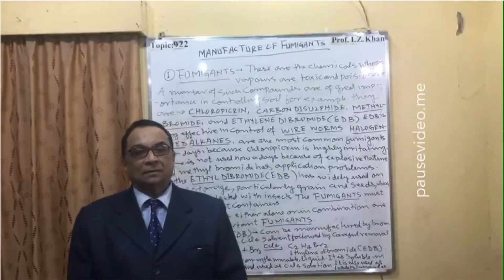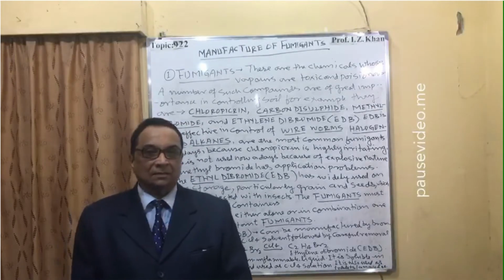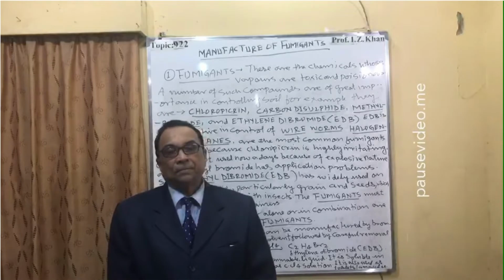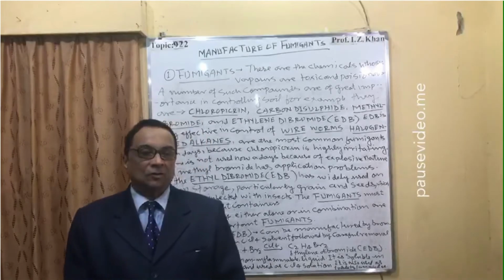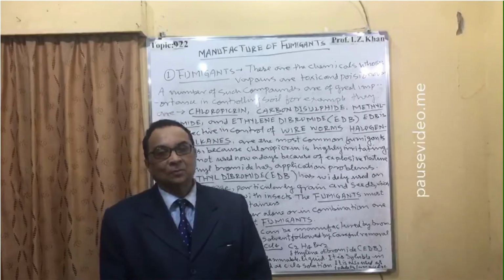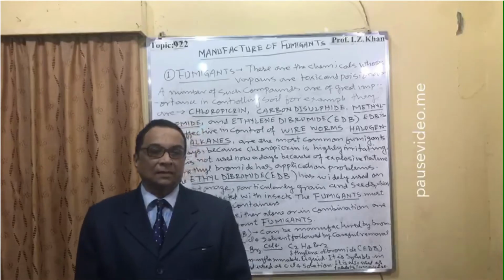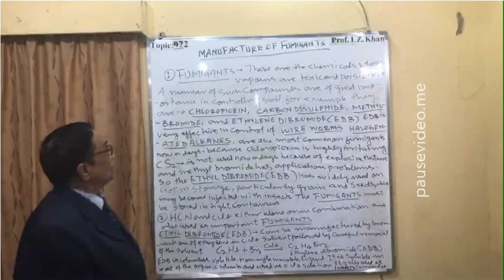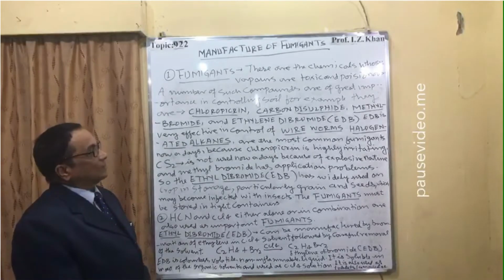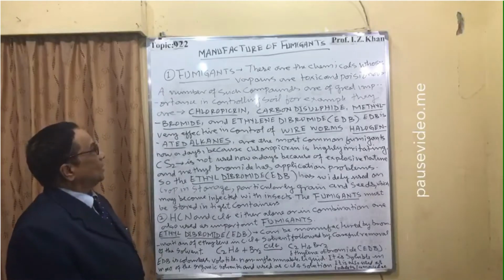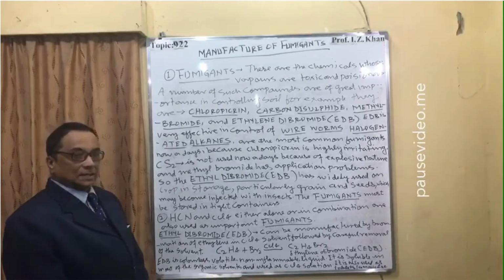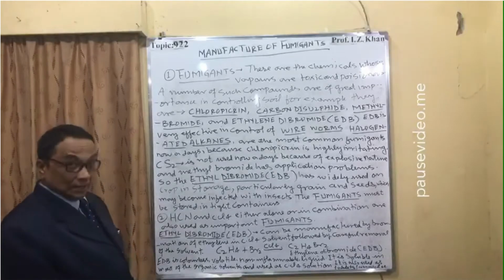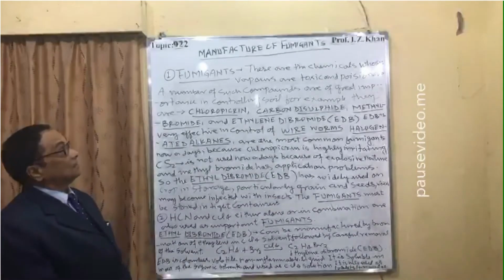So here I am going to discuss what I have already told you, how to manufacture the fumigants, and most of these fumigants are either bromo or chloro derivatives. Number one, fumigants. These are chemicals whose vapors are toxic and poisonous. They are volatile substances, that's why they are called fumigants.